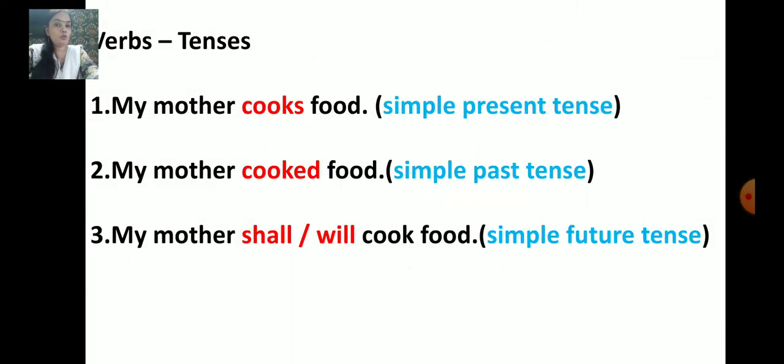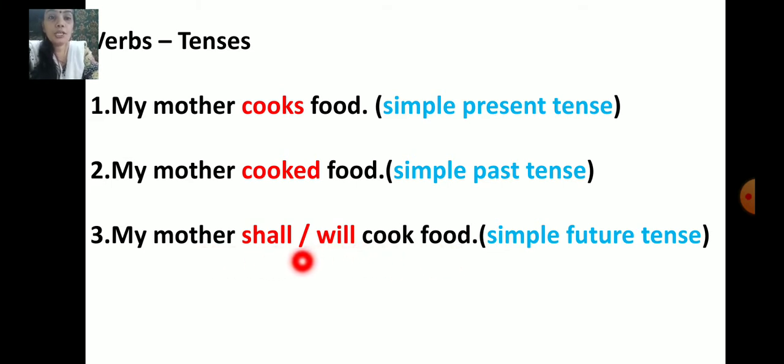Okay, and next we'll go to tenses. I hope you all remember what tenses are. We know what present tense, past tense, and future tense are. Now why do we have to learn this in the verb topic? To understand this, let's read the sentences. Number 1. My mother cooks food. Number 2. My mother cooked food. And number 3. My mother shall or will cook food.